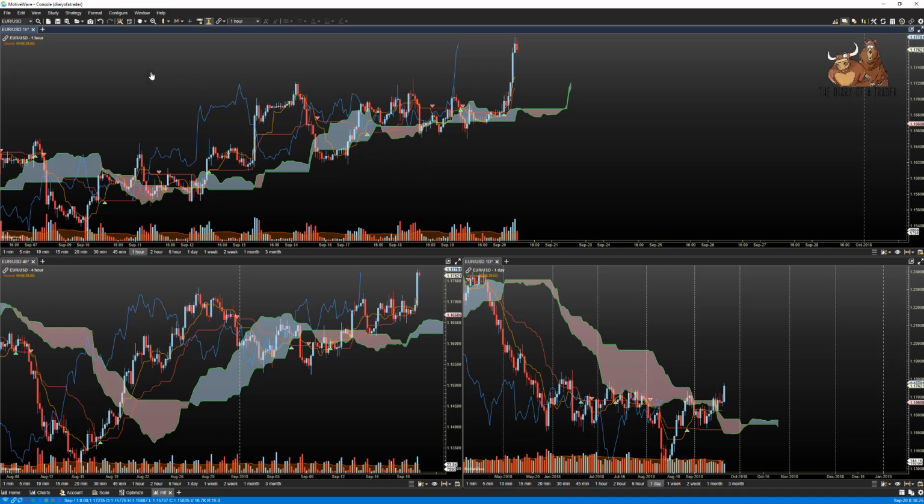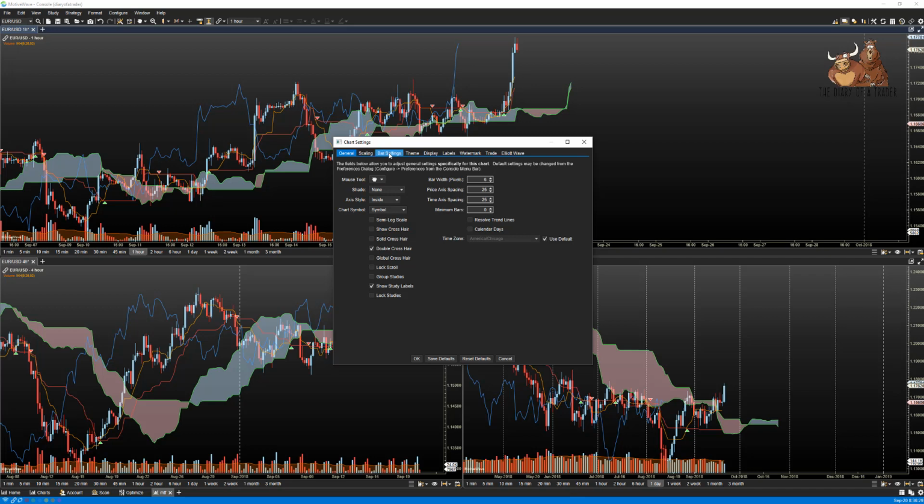And one of the nice things that we can do, I didn't do it here, but this is absolutely awesome, is that we can do a global crosshair.